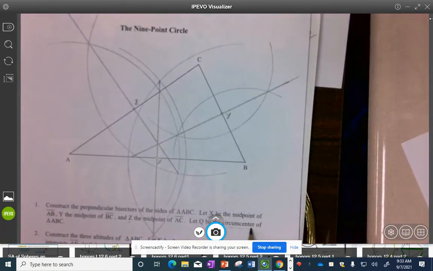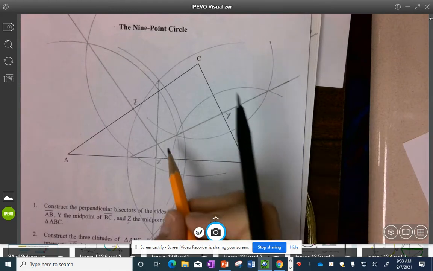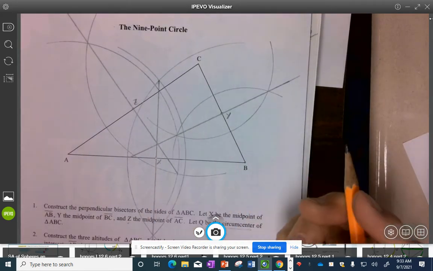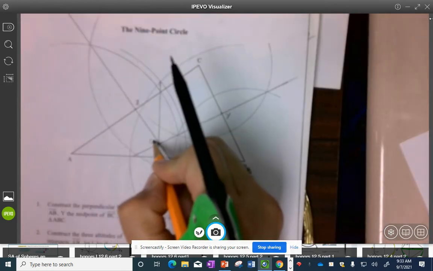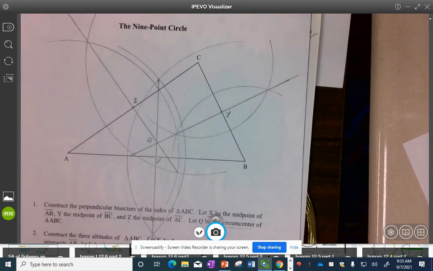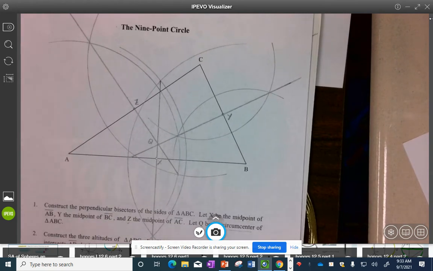Now, a circumcenter is where all three of these intersect. So all three of these intersect here, and so this little spot is called Q. All right, so that's everything for step 1. If you need help with step 2, go ahead and watch that video.